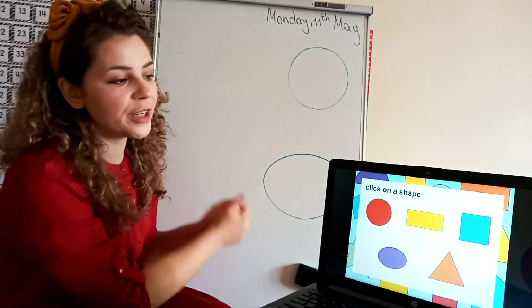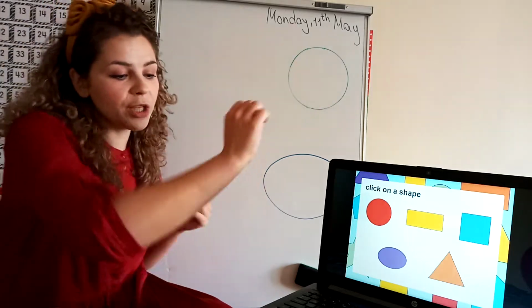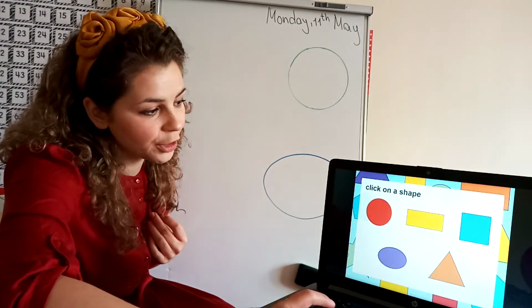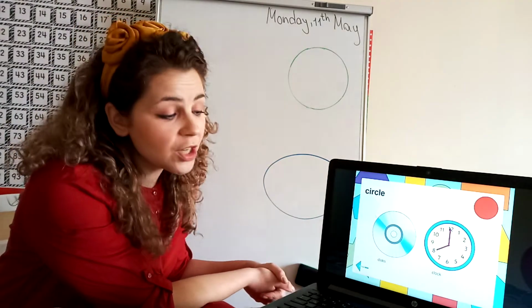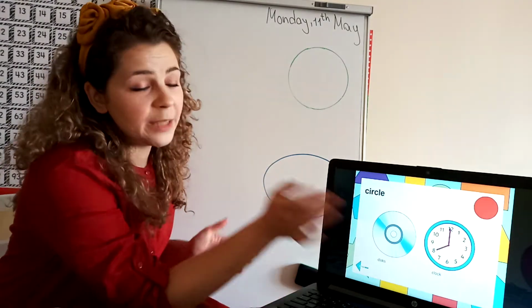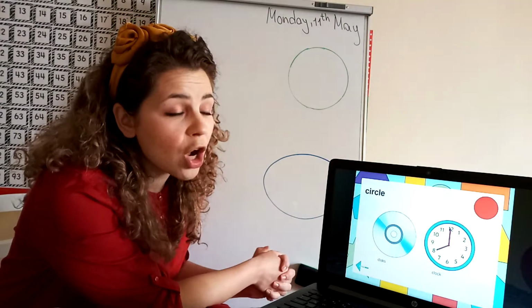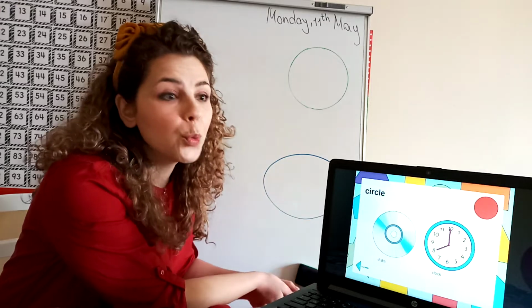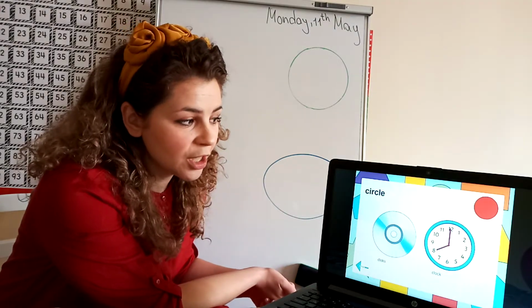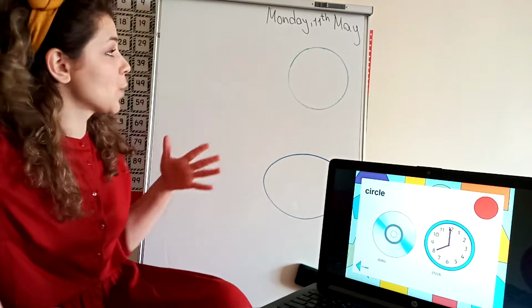So let's see what's first here. Here are the 5 shapes. I already have a circle on the board, so I'm going to start with the circle. It's a circle. Circle is the shape of a CD, sorry, I don't know if you've ever seen that, or a clock. The most typical shape for a clock would be a circle. Here is a circle, and I'm now going to write the word.